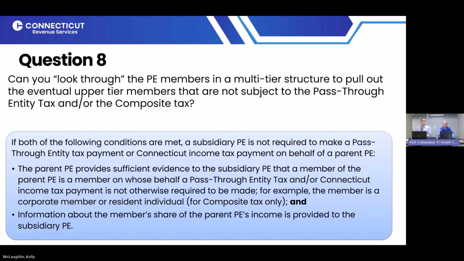And I'm going to read this off the big board so I make sure I get it right. Can you look through the PE members and the multi-tier structure to pull out the eventual upper tier members that are not subject to the pass-through entity tax and/or composite tax? What say you, Jim Jakolski?